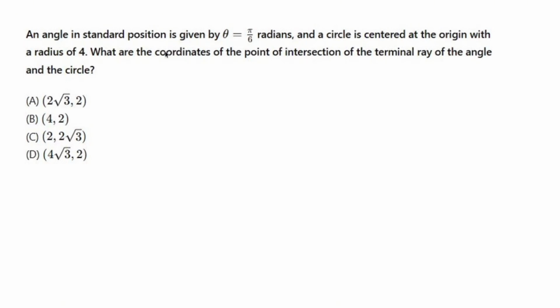An angle in standard position is given by theta equals π/6 radians, and the circle is centered at the origin with a radius of 4. What are the coordinates of the point of intersection of the terminal ray of the angle and the circle?